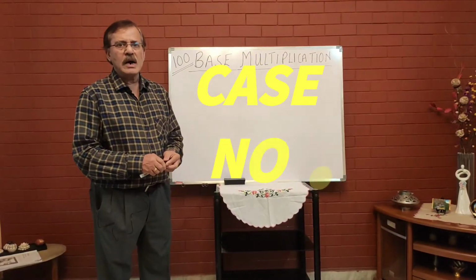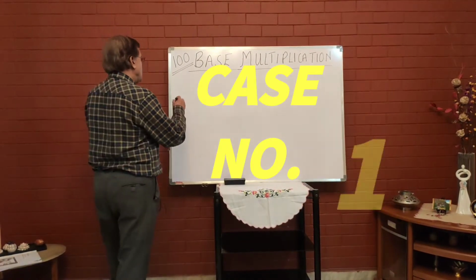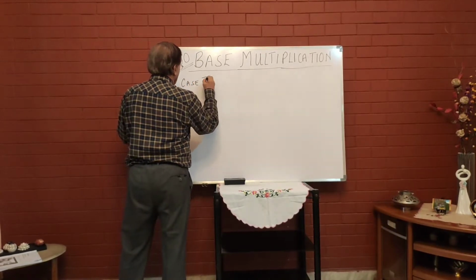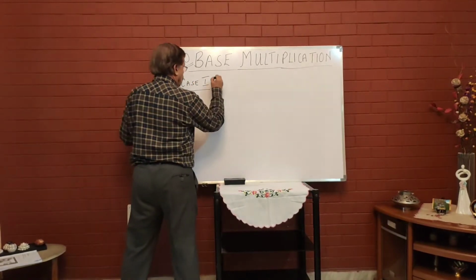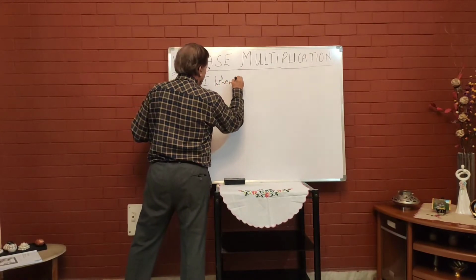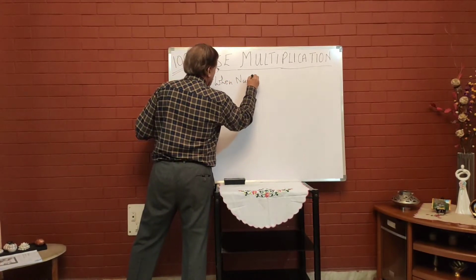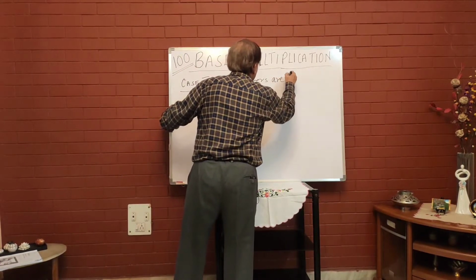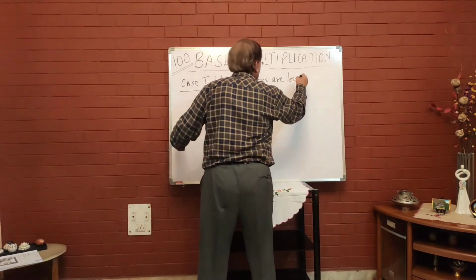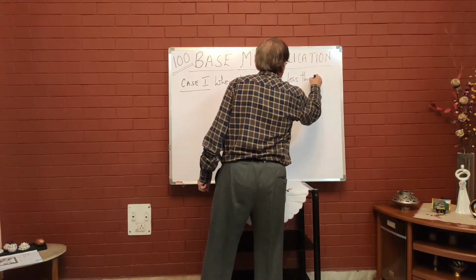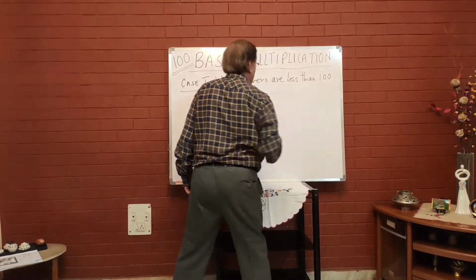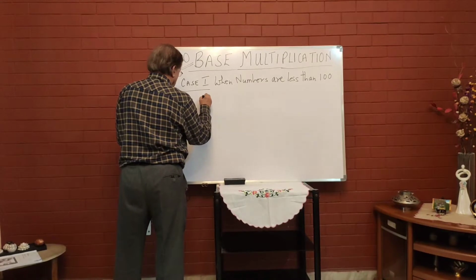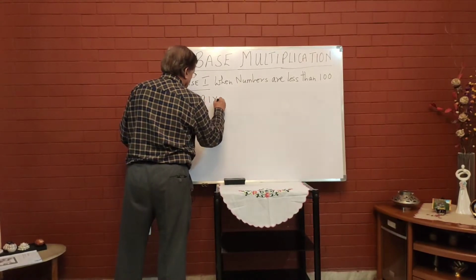Case number 1. Now in case number 1, when numbers are less than 100. Now for example, question 1. 91 multiplied by 99.